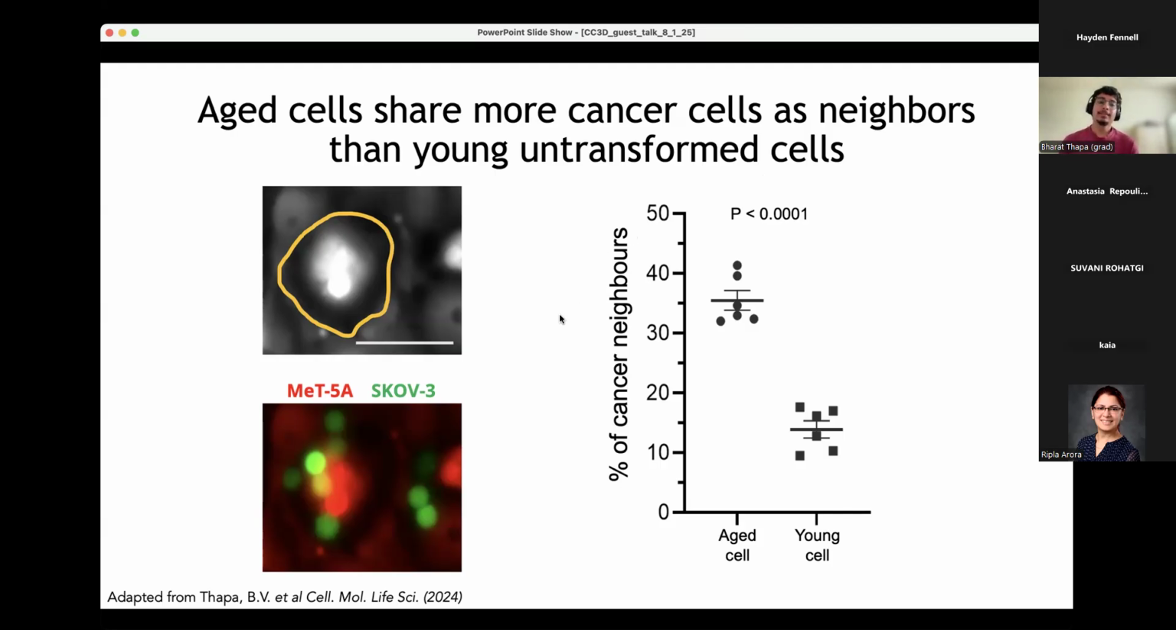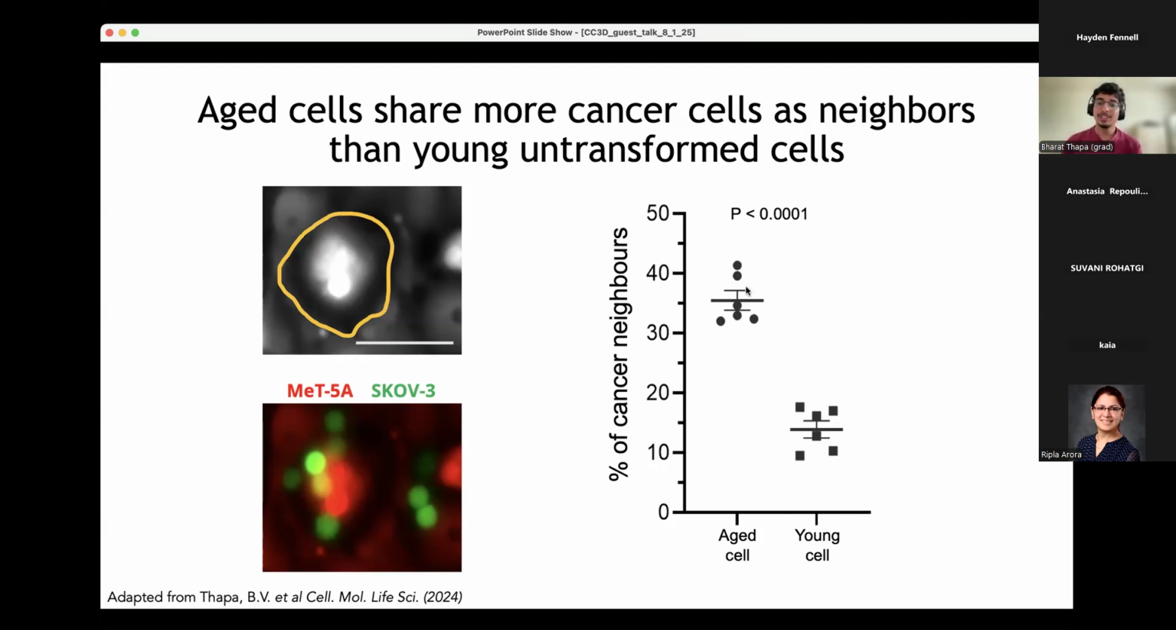Awesome. So for my experimental setup, I looked at young tissue and aged tissue. I looked at aged cells and young cells and counted their neighbors, and then in those neighbor cells, I counted how many cancer cells there are. And I just plotted the percentage of cancer neighbors. Right from that analysis, I could see a stark change. If you just look at an aged cell, its probability of having a cancer neighbor is way higher compared to a young cell.